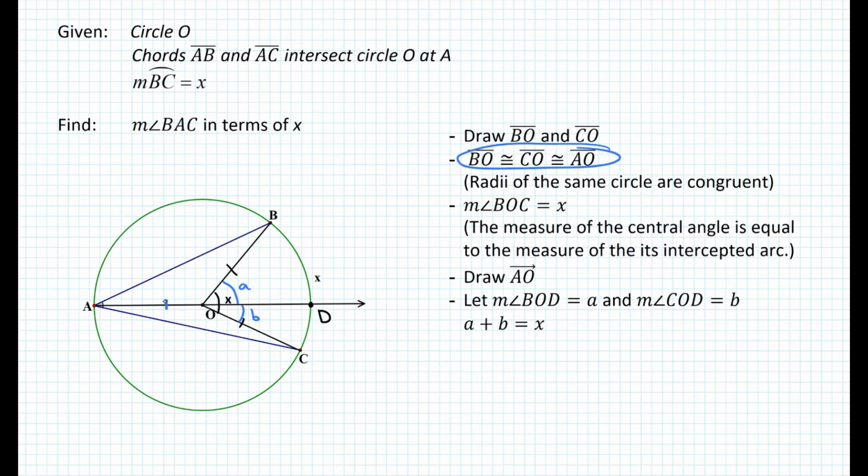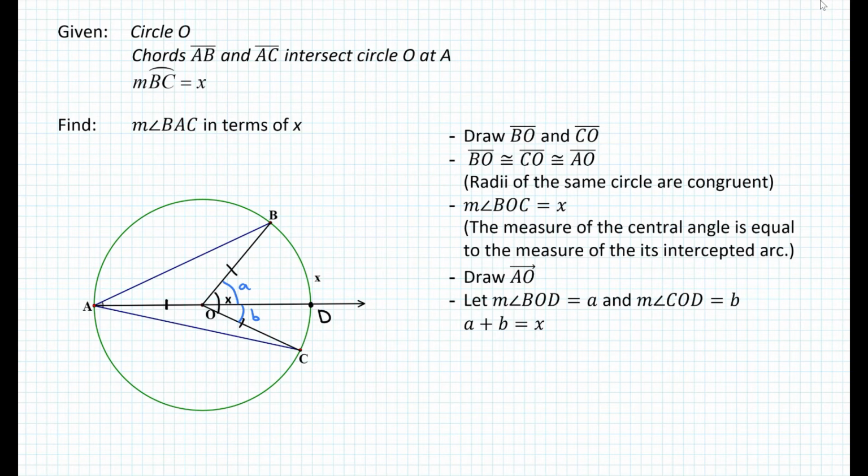And I've added it here, because those are all the radii of the same circle. So now we can think about this and say, if you look at angle A, or measure of angle BOD, what kind of angle is that compared to triangle ABO? Well, it turns out that that is the exterior angle. And what do we know about the exterior angle of any triangle? That is equal to the sum of the remote interior angles. So let's write that in.